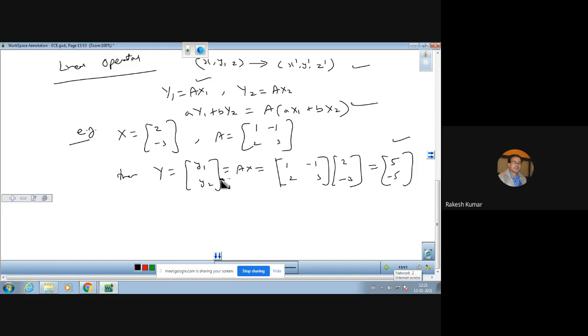And what does it mean? By using this transformation, y is equal to Ax. x का जो कॉलम मैट्रिक्स है वो है 2, minus 3. So 2, minus 3 has been transformed to y matrix. And what is the y matrix? 5 and minus 5. So this is the meaning of this under the transformation defined by the matrix A, which is a linear transformation.